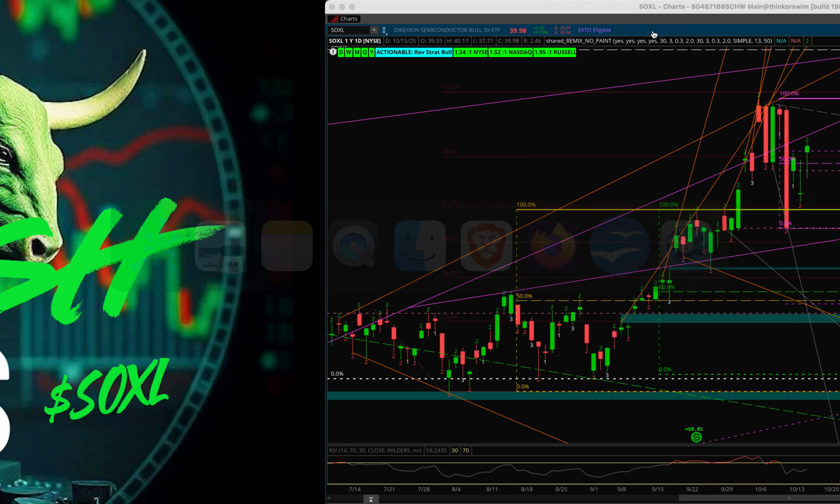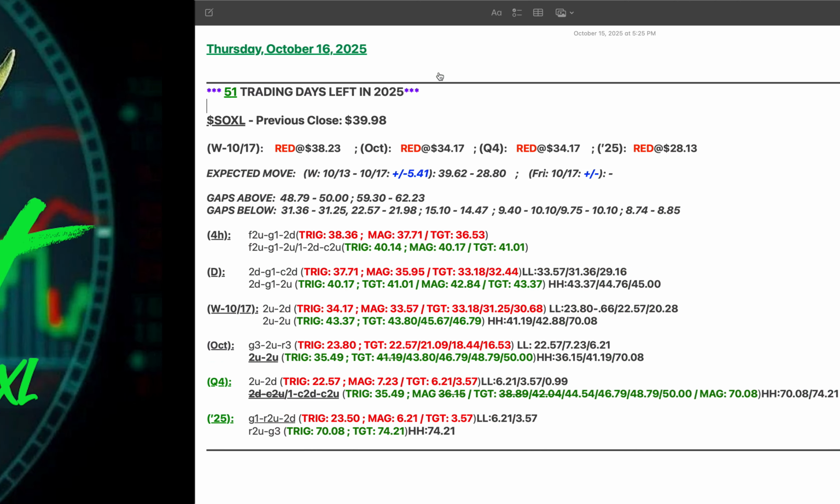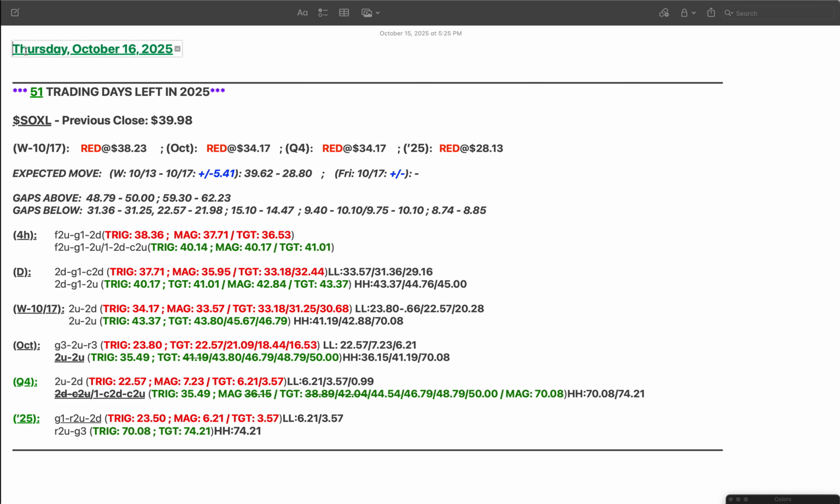So let's just look at the notes and look at the actual numbers here, right? So for Thursday, October 16th, there will be 51 trading days left in 2025, and the previous close of the day, which is today's close, was 39.98. That did flip us back green on the week. So if the week were to flip red, it would do that at 38.23. And then we know what the month, quarter, and year flip red at as well.